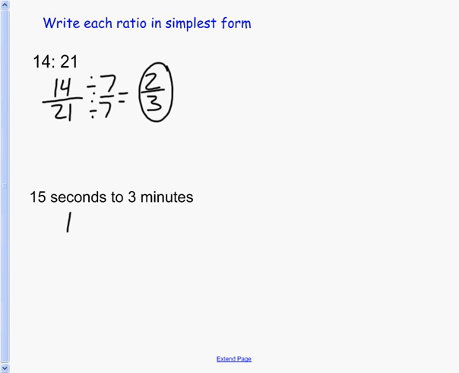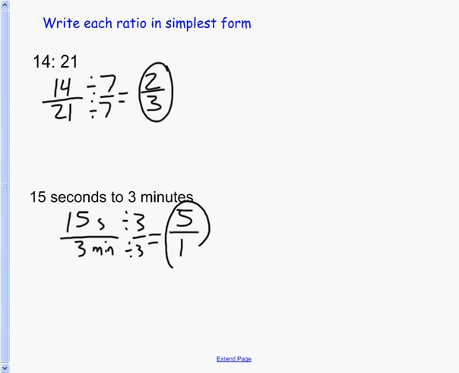Next, we have 15 seconds to 3 minutes, both of which are divisible by 3. We do not need a label on these, so we're going to have 5 over 1 as our final answer for our simplest form for that one.